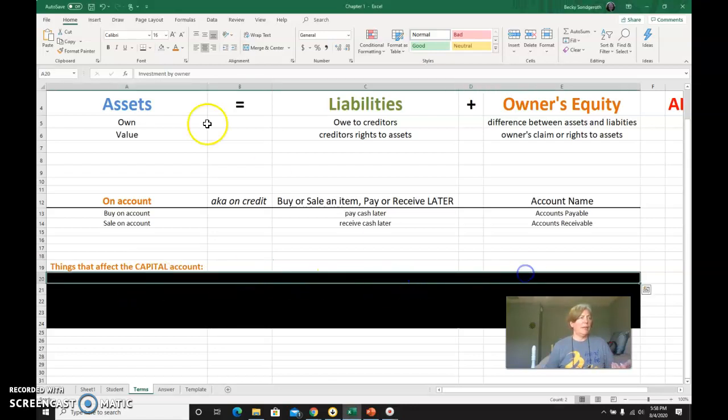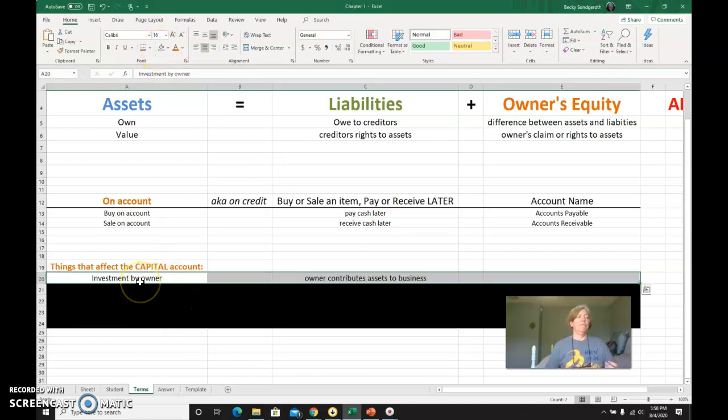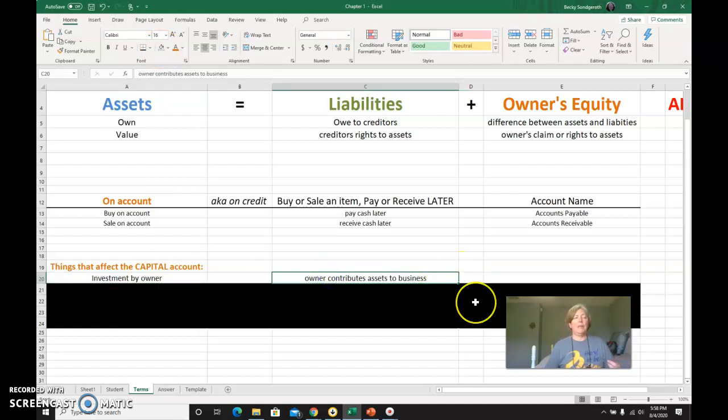The first way that it gets affected is by an investment by the owner. What that means is the owner contributes their own personal assets to the business. So they give the business cash, they give them land, they give them computers, chairs, furniture, whatever the case may be. Some asset they give to the business. And then it belongs to the business. Okay? But it affects their claim to the assets. They're the ones that gave it personally to the business. It now belongs to the business.